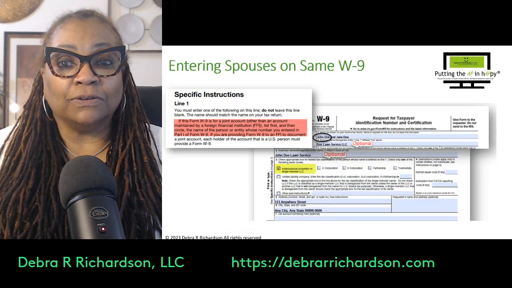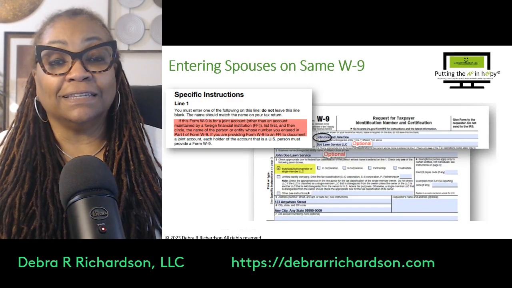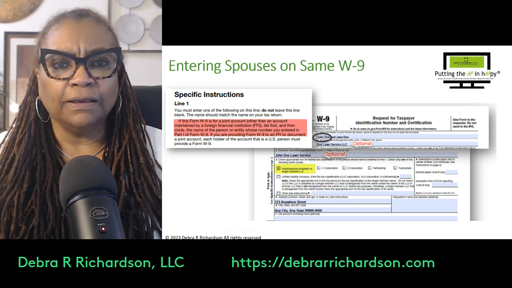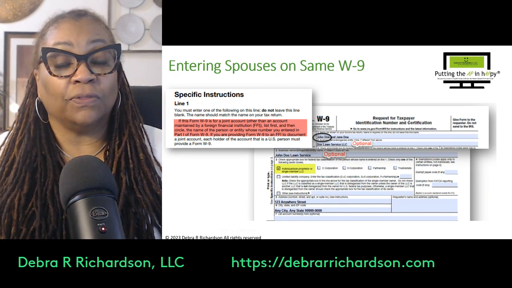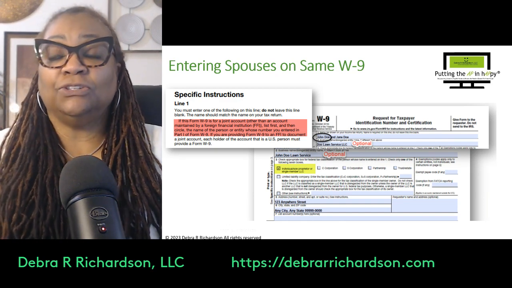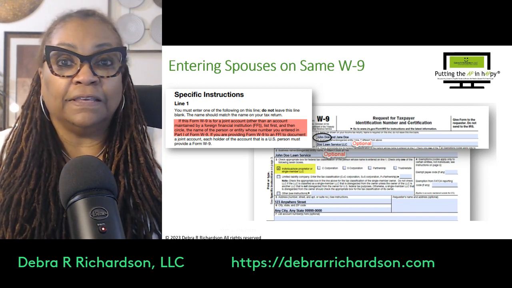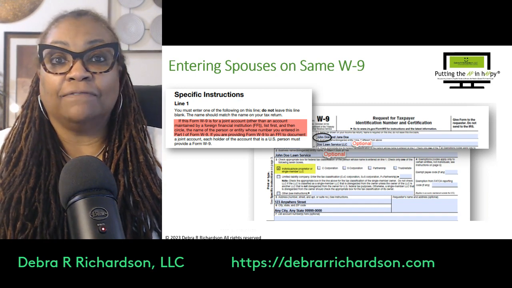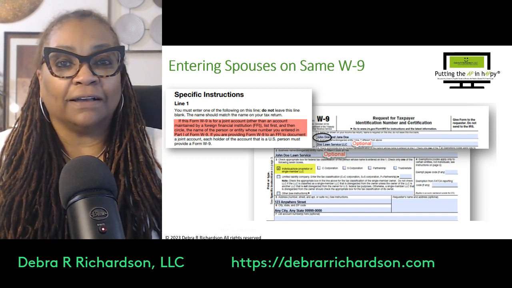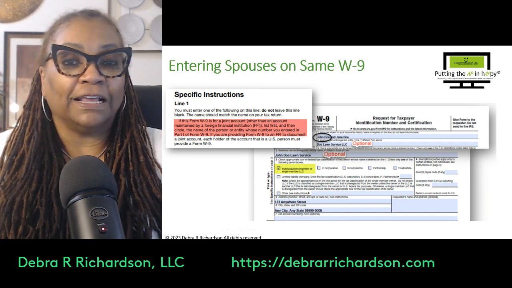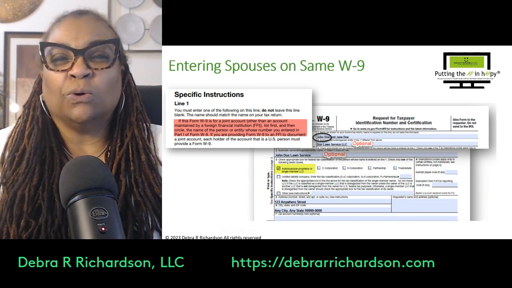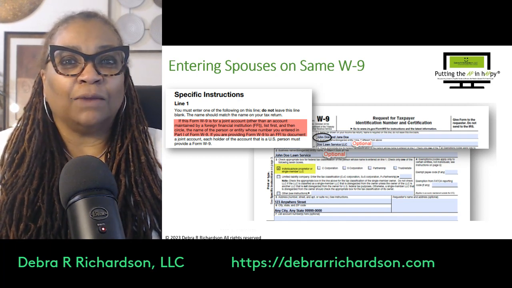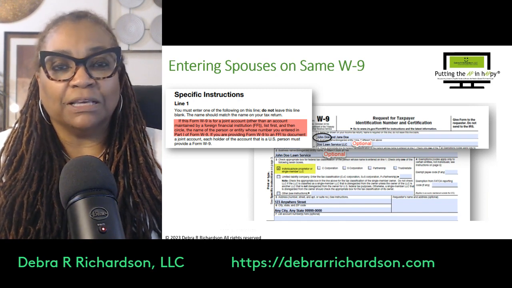Now, entering spouses on the same W-9, the IRS does allow it. This information came from the instructions for the W-9. So the IRS is telling the vendor, yes, you can enter in a joint account, meaning spouses. Now it does talk about FFI institutions, which has to do with FATCA and also foreign financial institutions. We usually don't collect the W-9 for that. We collect it for payments that will be reportable on the 1099-MISC or NEC.